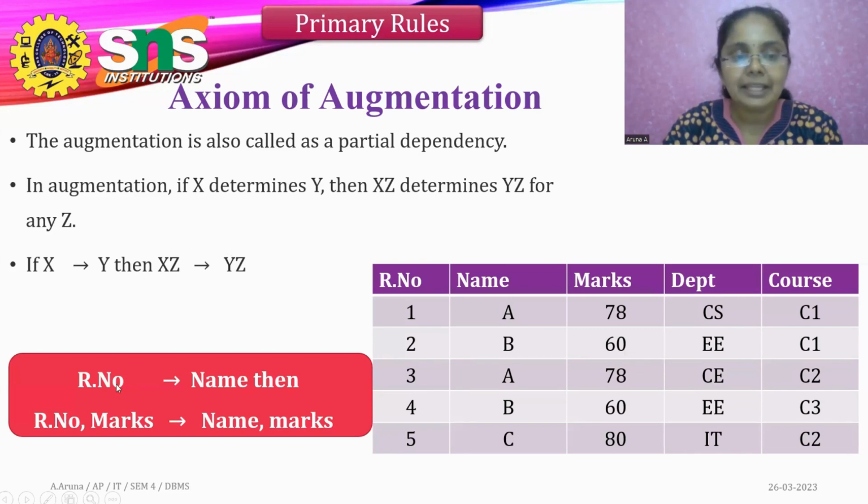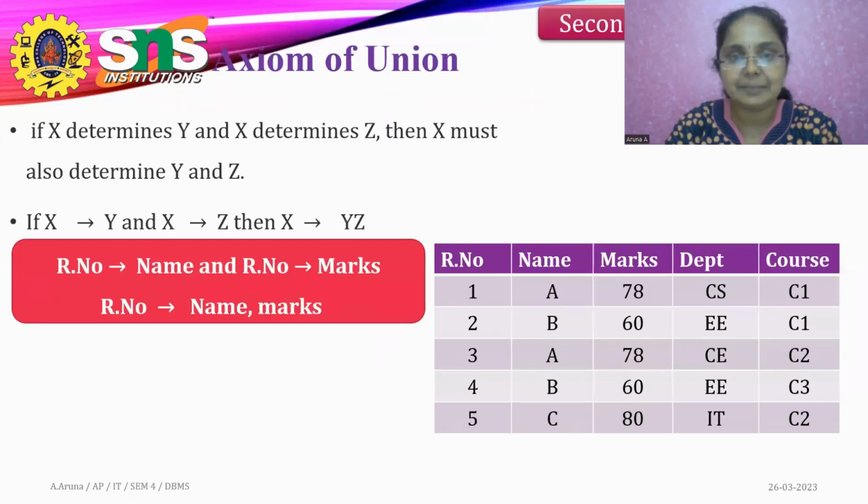For example, here my x variable is roll number, my y variable is name. By using a roll number, I can identify the name, which means definitely by using roll number and mark, I can identify the name and mark. So this type of axiom, we call augmentation. Keep one thing in mind: augmentation is not a fully functional dependency. It is a partial functional dependency.